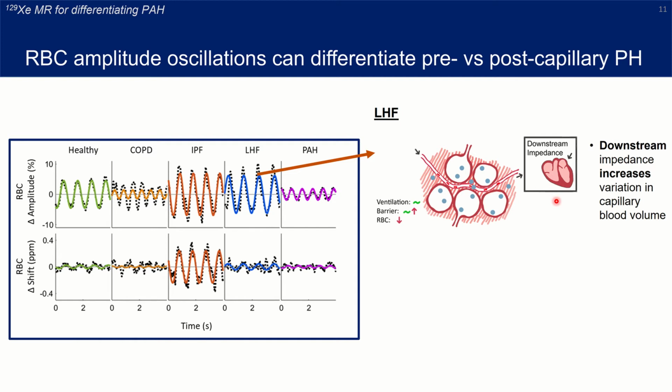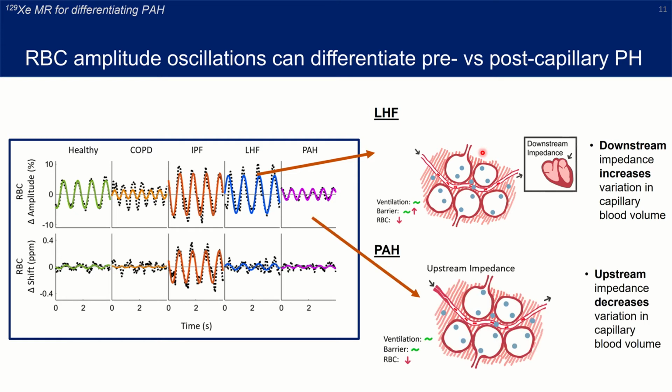So in this situation, what you expect is a downstream impedance. So you're going to have actually a significant increase in the pulmonary capillary blood volume with each cardiac cycle. But in pulmonary arterial hypertension, what we have is an upstream impedance, due to a defect in the pulmonary arterioles. So now during the cardiac cycle, you have a decrease in this pulmonary capillary blood volume. So really, this dynamic spectroscopy is informing us on the hemodynamics underlying these disease states.